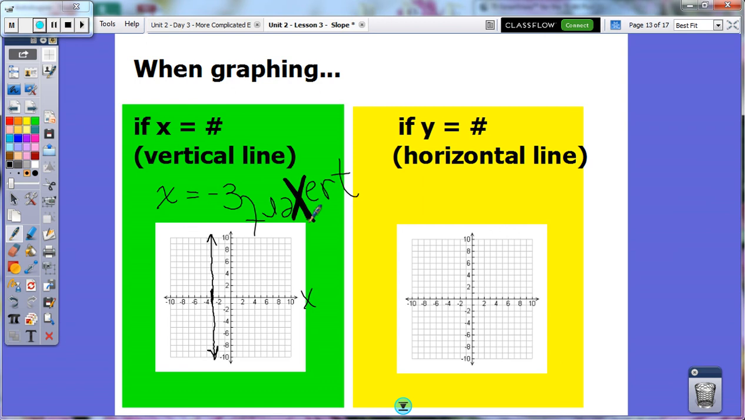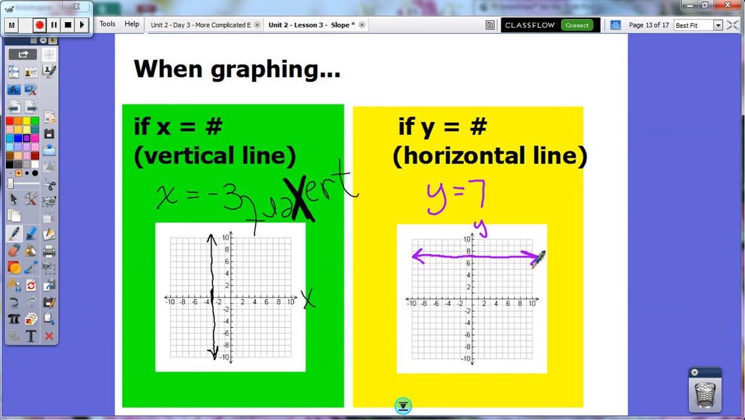Okay, now let's look at what if it's y equals. Some of you can remember these things, some of you need my little crazy tips. Guys, if it says y is equal to 7, it's going to be a horizontal line. So on your y-axis, you're going to go up to 7, and it's going to be a straight, flat line all the way across where y is 7.